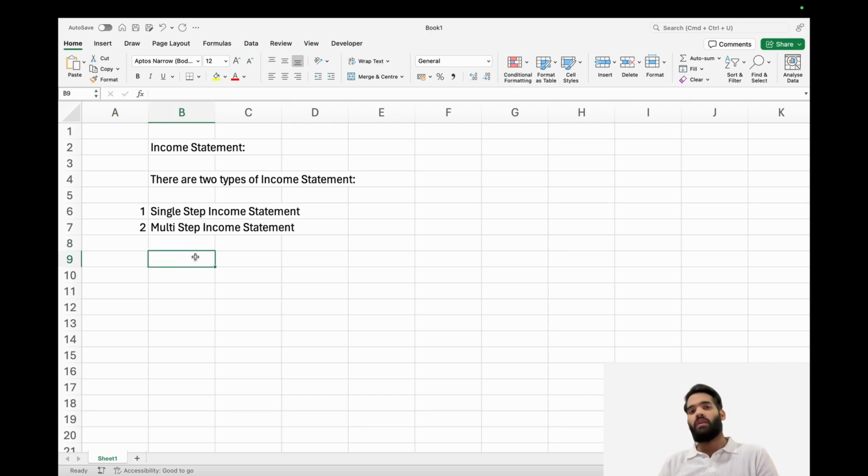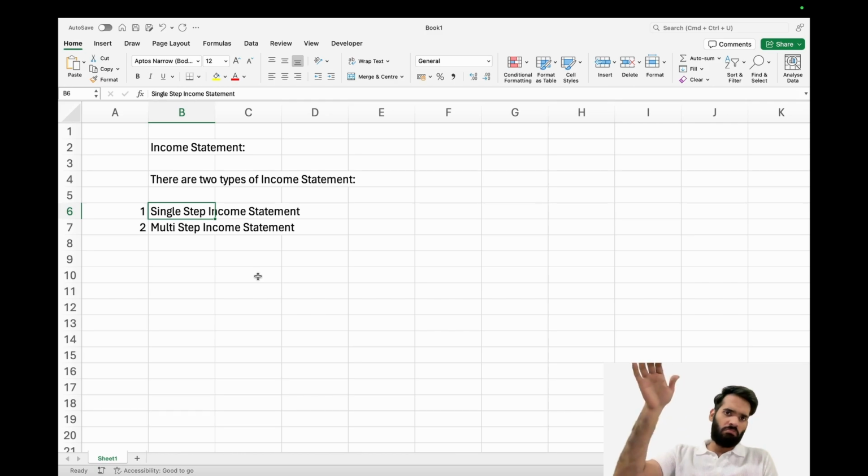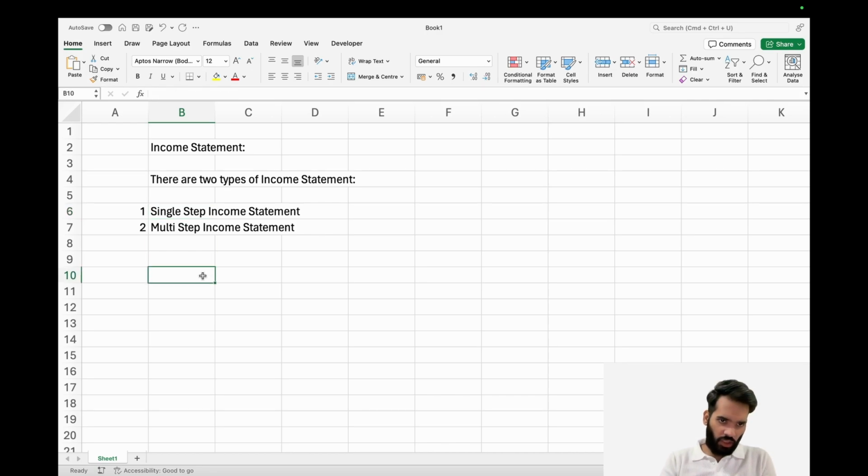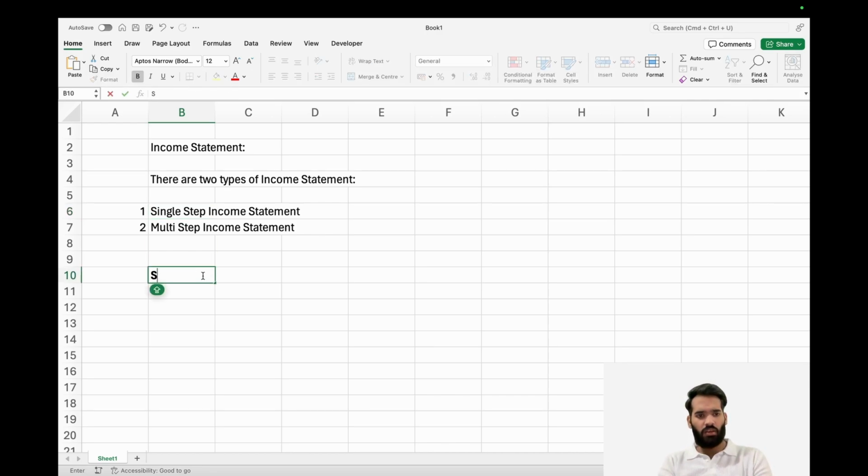Now, just to explain what this means. When you are a service business, you will probably need a single step income statement because you're just providing a service. To calculate profit is very easy. It's just revenue minus expenses, and then you get the profit. So it's quite an easy format. So let me show you what it actually looks like, the single step income statement. Let me just write everything in capital to make it efficient.